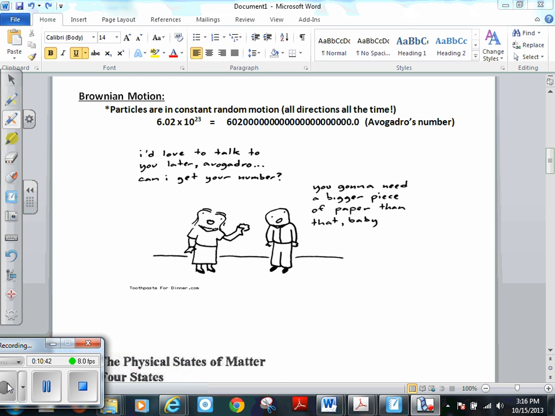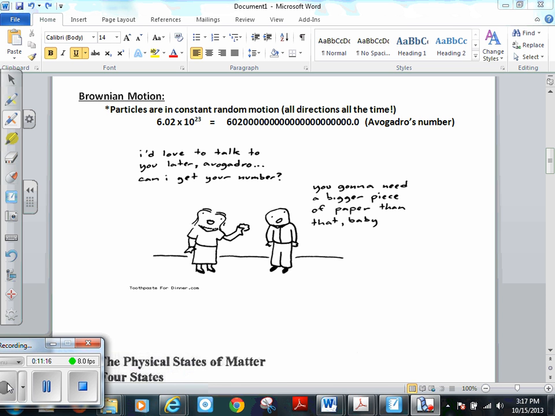Anyway, so also, we have this thing called Brownian motion. Now, this was talked about in the 17th century or 18th century, but then finally in the 20th century, Einstein actually put some numbers to this stuff. But this is crazy. Look at this. Brownian motion states particles are in constant random motion, all directions at all the time. So Avogadro's number 6.02 times 10 to the 23rd. That's how many zeros there are.